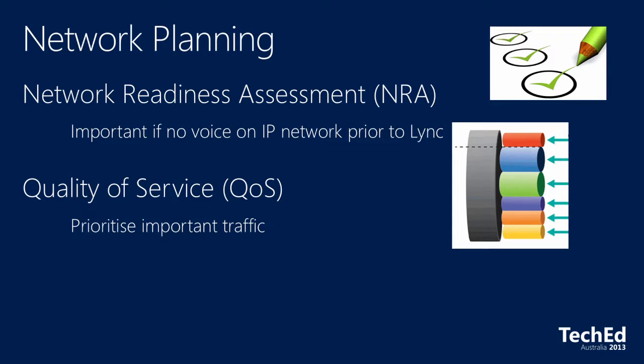Within Lync, we've got a few ways that we can work with QoS on the network. We can specify DSCP tags on different types of media: for audio, for video, for signaling. And we can also define the port ranges that the different modalities use, so that you can do that in conjunction with your network team to align with the QoS policies you have on your network.